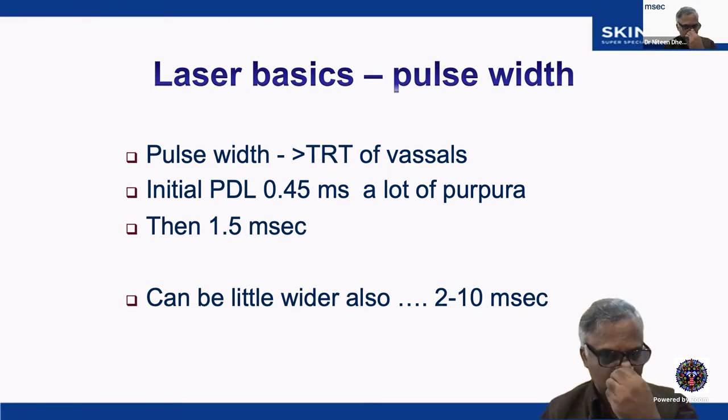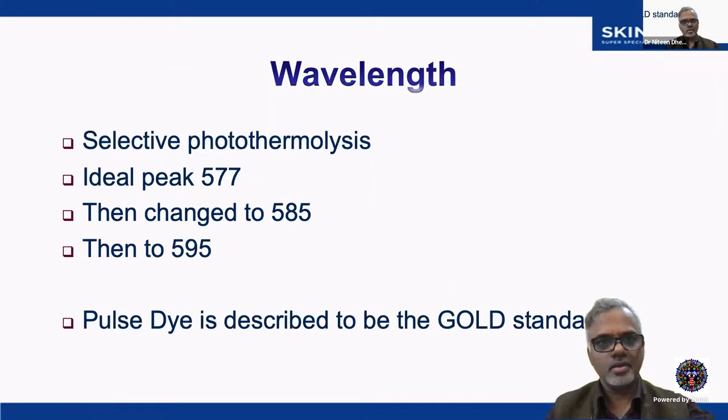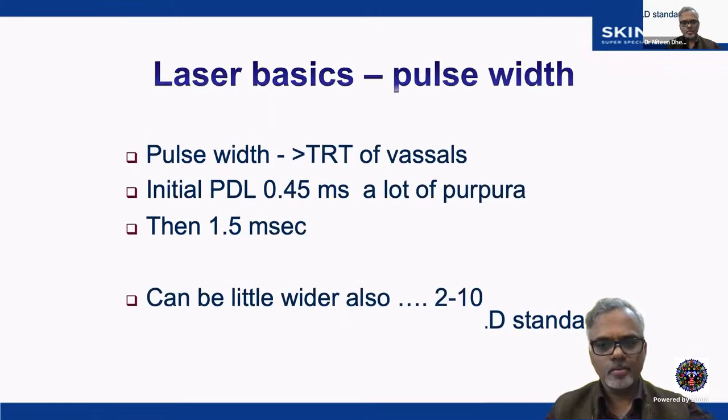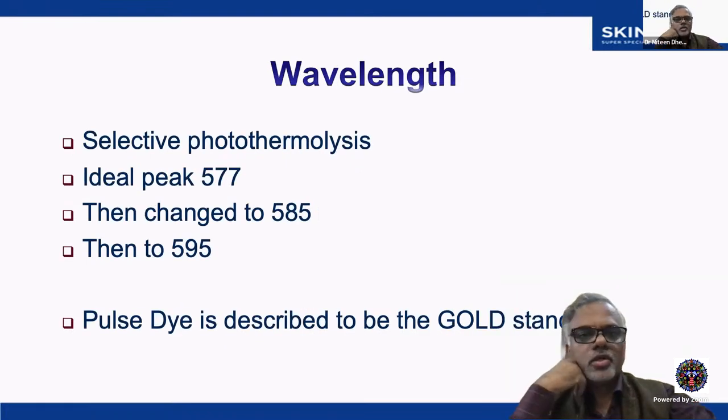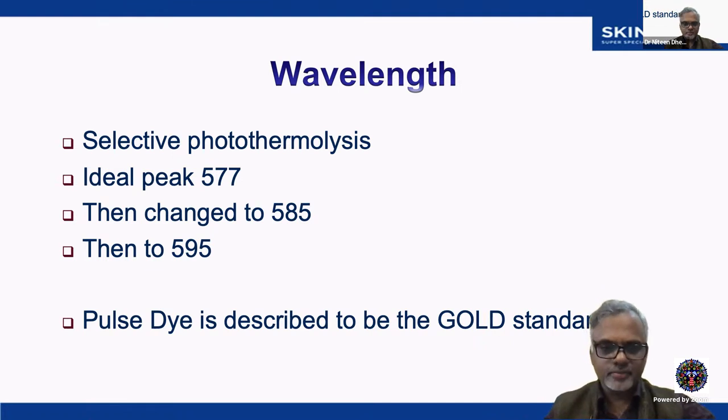It is 1,500 microseconds. It can be a little wider also, 1, 2, 4 milliseconds can also be used. So the wavelength, in the absorption spectrum, hemoglobin absorbs peak at 577. Then the company changed the laser machine wavelength to 585, and to avoid the purpura, now they use 595. So the pulse dye laser is described to be the gold standard.